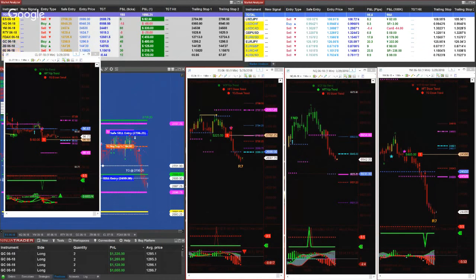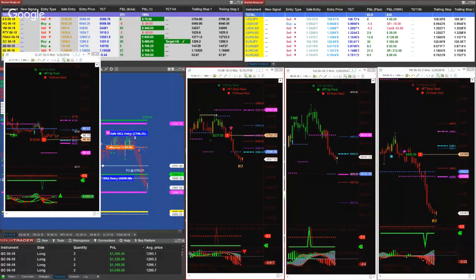Okay, we have a reversal. We have a reversal on the NASDAQ. A reversal says R7 on the YM. Reversal. This is a warning sign and a reversal on the ES. This is a very good option if you want to close your position with $750 in profit.